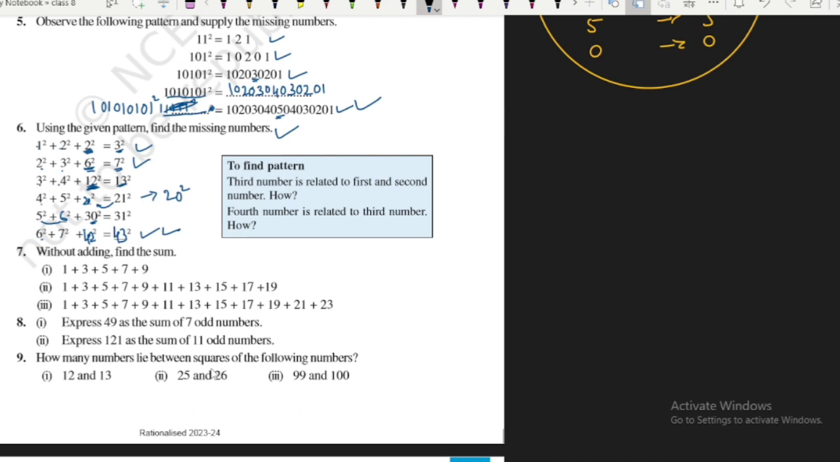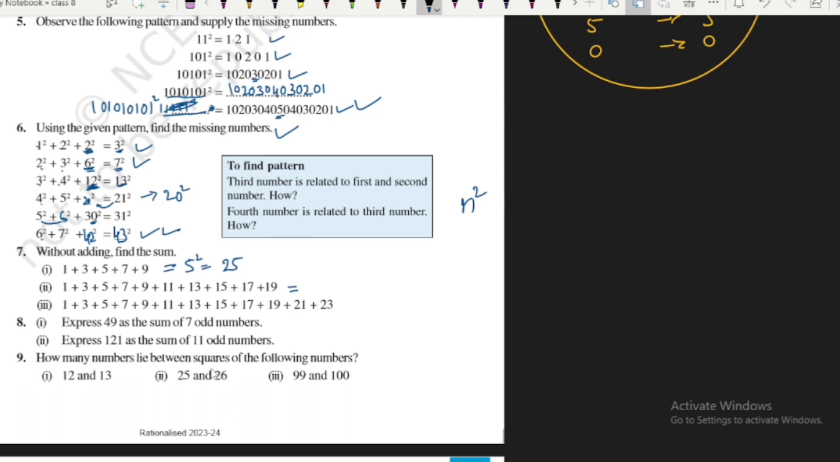Next, without adding, find the sum. So you know the properties. The sum of the first n odd numbers will be what? It is n square, right? So how many numbers are there here? 1, 2, 3, 4, 5. So it will be 5 square. 5 square, you know, that is 25.